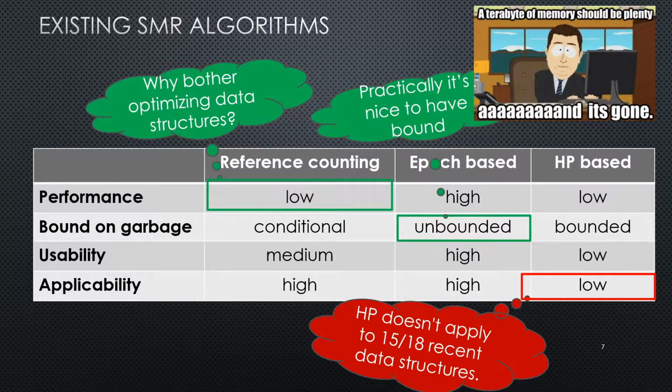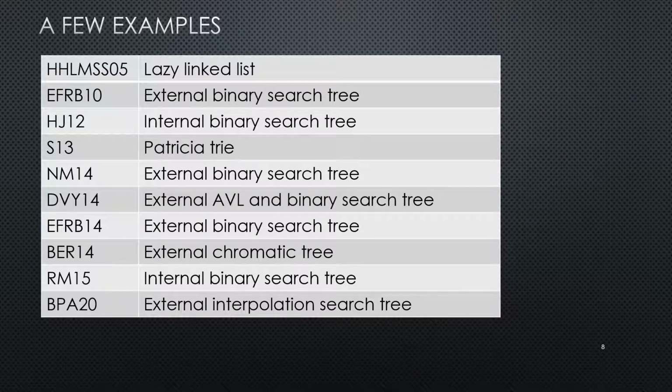In fact, we surveyed 18 recently proposed data structures, and we found that for 15 of them hazard pointers do not apply. So here's a selective list of data structures. As you can see, this is a quite diverse list. For a more detailed table and discussion, we refer the audience to read our paper.